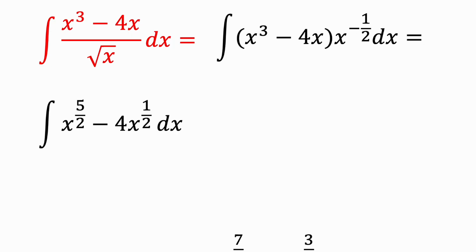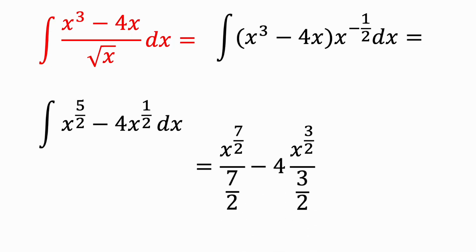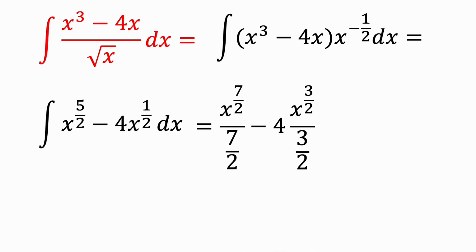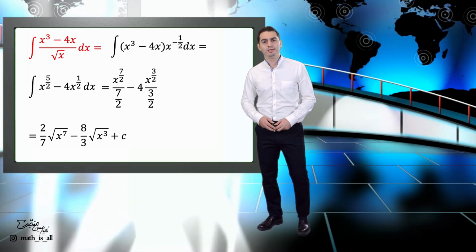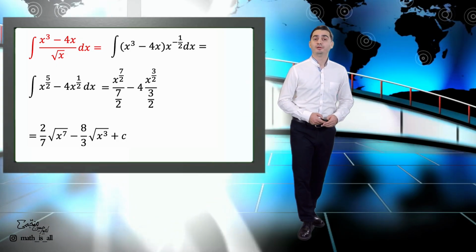Now we integrate, we get x to the power of 7/2 over 7/2. Next, for the term minus 4, we simply keep the constant and multiply it by x to the power of 3/2 over 3/2. Finally, I simplified the fractions and converted the answer back into radical form. Let's move on to the next example.